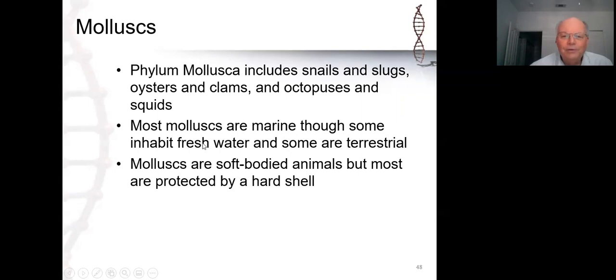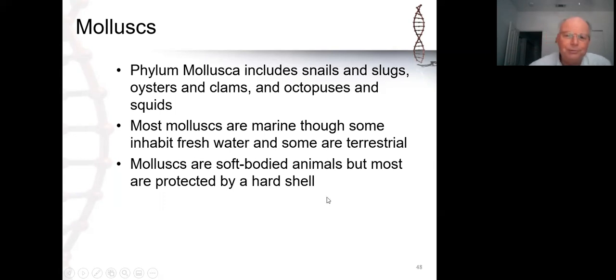So because the body of all of these animals is relatively soft, the vast majority of mollusks have some form of hard shell created out of calcium carbonate and secreted by a feature that is unique to mollusks called the mantle. There are secretory glands along the edge of the mantle that secrete this calcium carbonate material to create the shell. Most mollusks have a single shell, so the typical snail shell is typical of the vast majority of mollusks that have a shell.